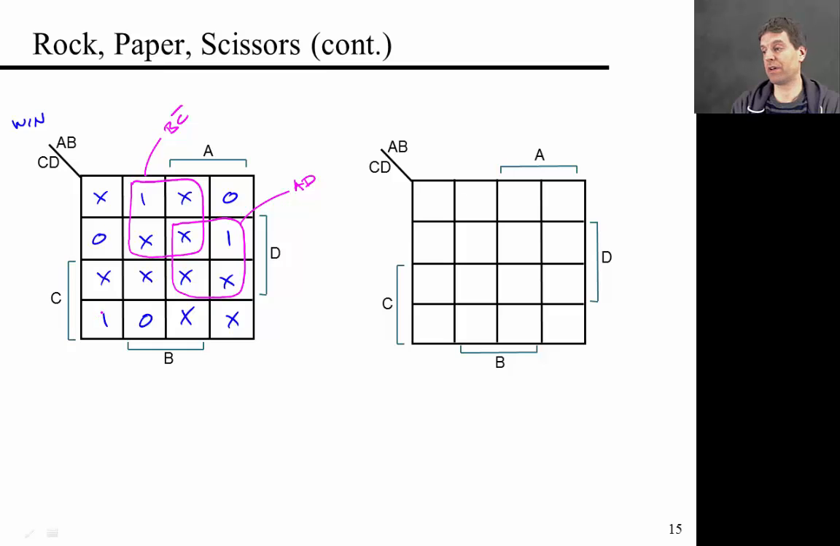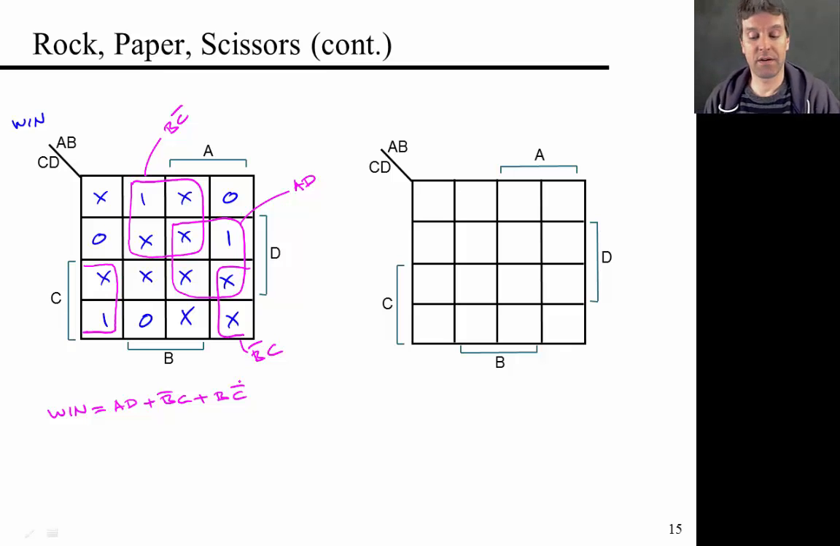And then you only have one left here. And you can choose another 2 by 2 circle that wraps around. And this is not B, what is it? Not BC. Okay. So here you found that win is equal to AD or not BC or B not C.